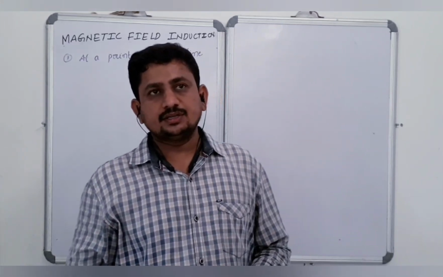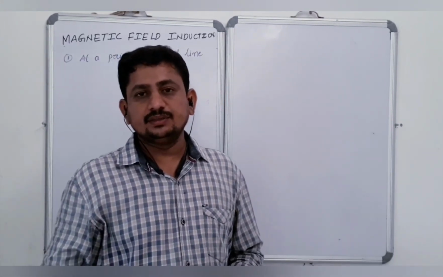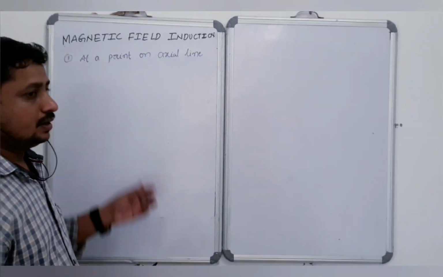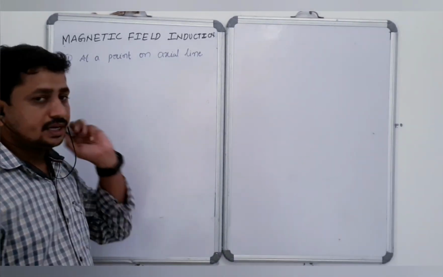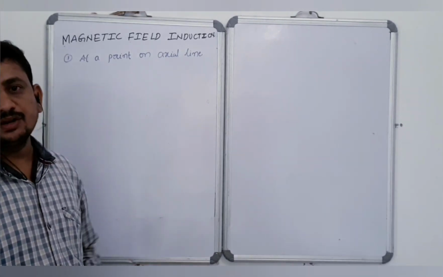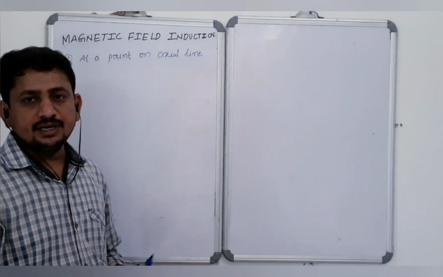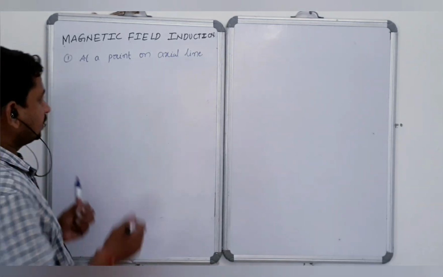So let us discuss magnetic field induction. First, we want to find the magnetic field induction at a point on the axial line of a bar magnet. To calculate it, let us consider a bar magnet.